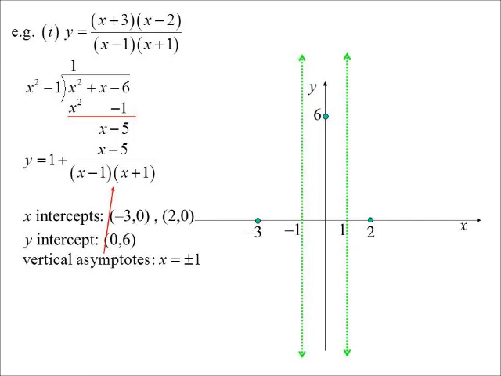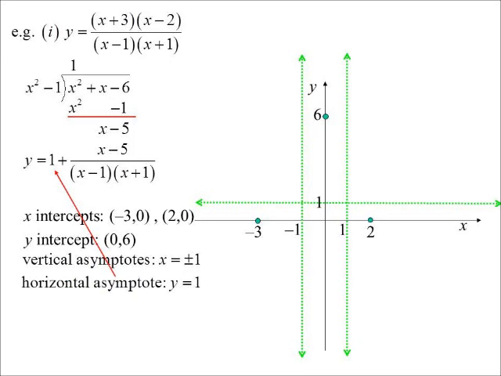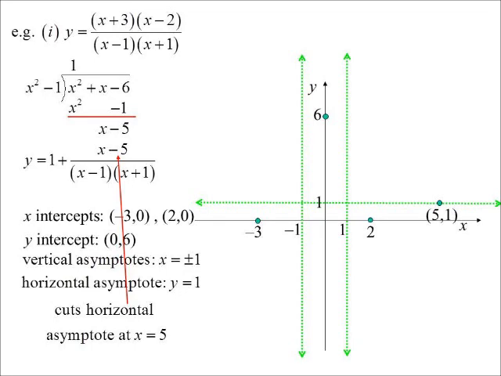Notice I've dotted them. Dotted them because they're not part of the graph, it's just a boundary. The horizontal asymptote will be y = 1. The question is, will the curve cut the asymptote? Yes, indeed it does, at x = 5. The top of the fraction would be 0 there, so I know it's going to go through that point.